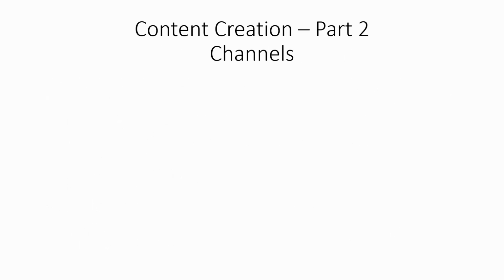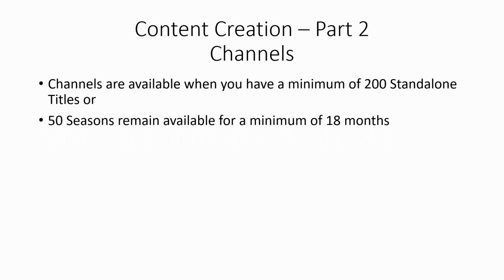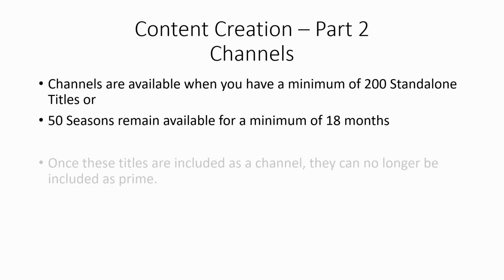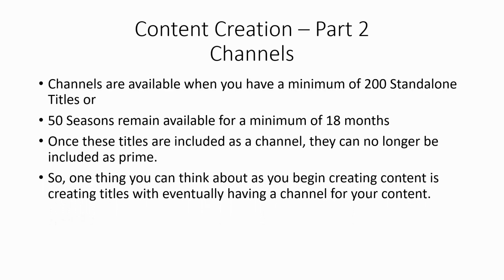Now, with respect to channels, they are available when you have a minimum of 200 standalone titles or 50 seasons available for a minimum of 18 months. That's quite a bit of content, but it may be something that you want to build toward. Now, once these titles are included as a channel, though, they can no longer be included as Prime Video. So one thing you can think about as you begin creating content is creating titles with eventually having a channel for your content.